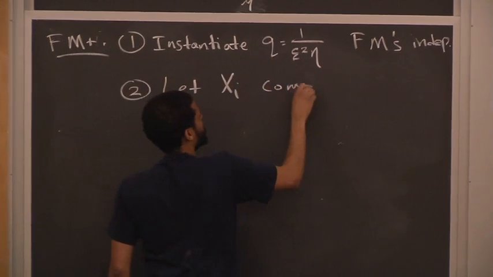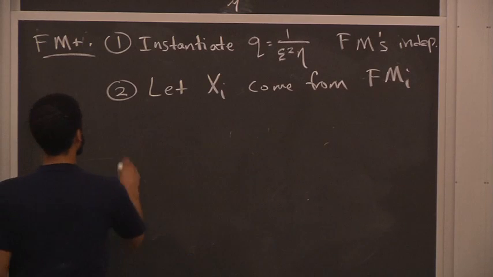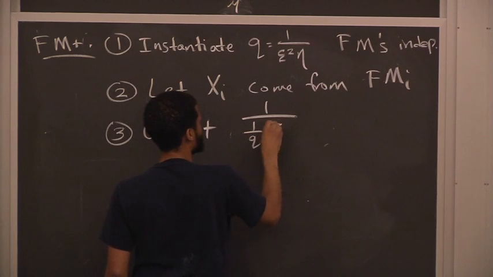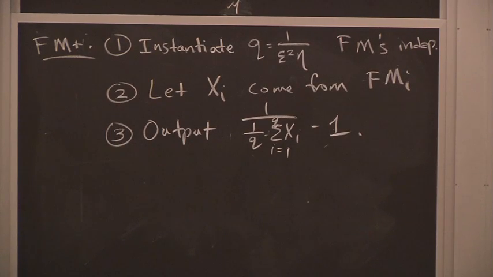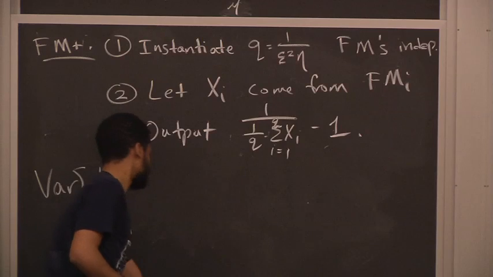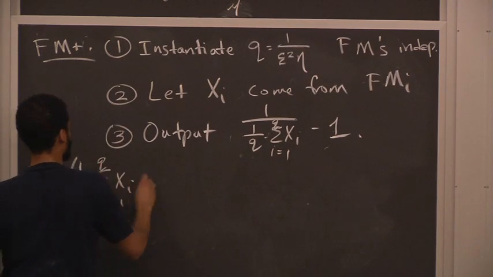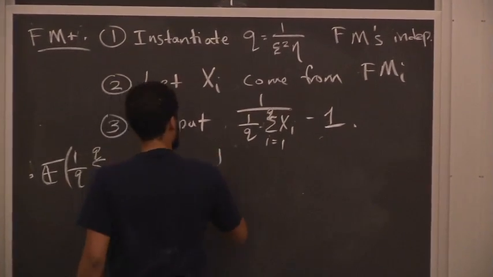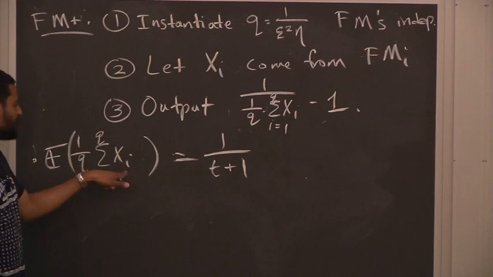Let xi be the counter that's stored by the ith instantiation of the algorithm. Okay, and now what I'm going to output is 1 over q times the sum of the xi's, i goes from 1 to q. And notice that now, first of all, what's the expectation of this average? It's the same as what it used to be, 1 over t plus 1, right? Because of linearity of expectation, if you sum a bunch of random variables, the expectation is the sum. So this would give you q times the old expectation, but I divided by q.